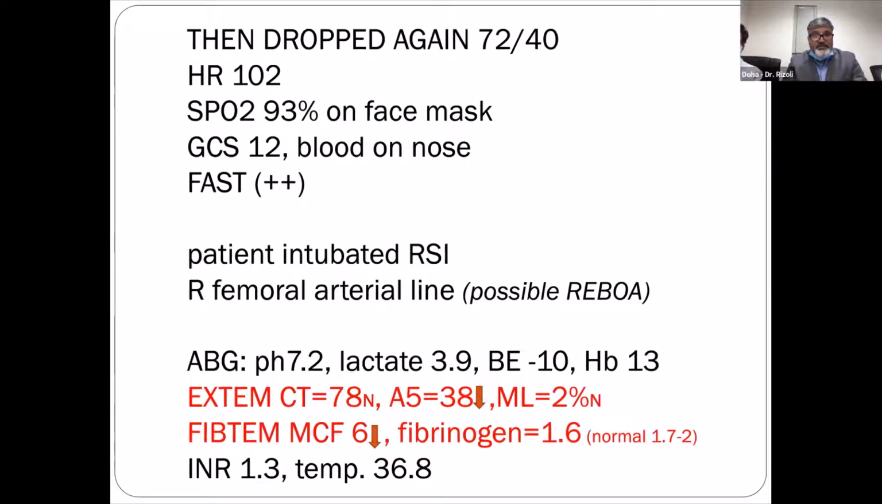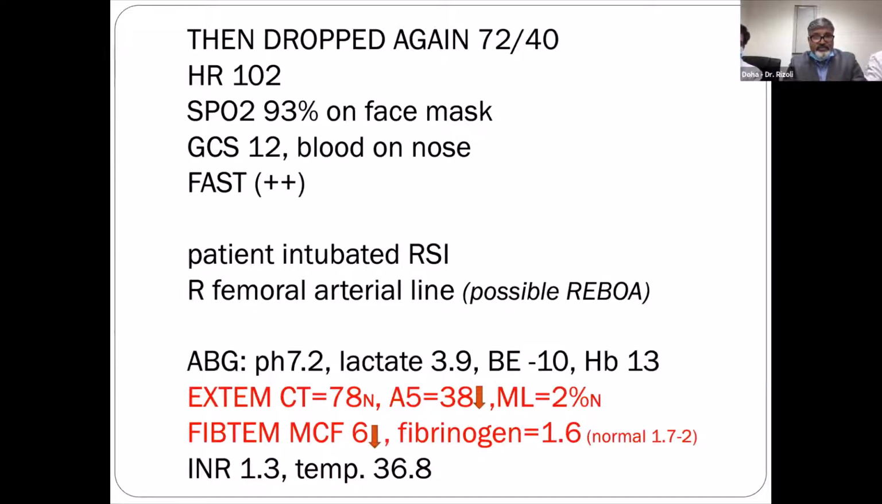Subsequently, the patient drops his blood pressure again. The next reading came down to 72, and the heart rate was around 102 at that point of time. Saturation was 93% on face mask. But by that time, the GCS of the patient had dropped to 12. We saw that there was some blood on the nose. And during the FAST examination, we found that it was positive in 3 quadrants, moderate amount of fluid. So the decision was made to intubate the patient, RSI using the drugs ketamine, fentanyl, and rocuronium.